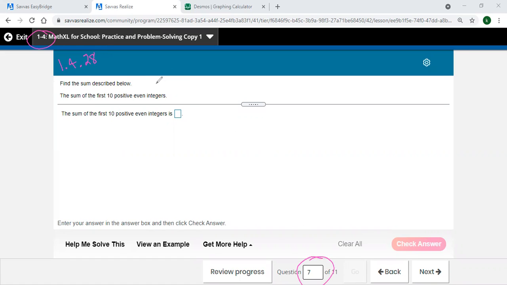All right, so the sum described below: the sum of the first 10 positive integers. I'm going to show you a short way, and for this one, it wouldn't be so hard to just add those up. But if you go 1, 2, 3, and I'm going to jump up here and go 7, 8, 9, 10. Is that the first 10? I guess I could have written them all out. Wouldn't have been that much more.